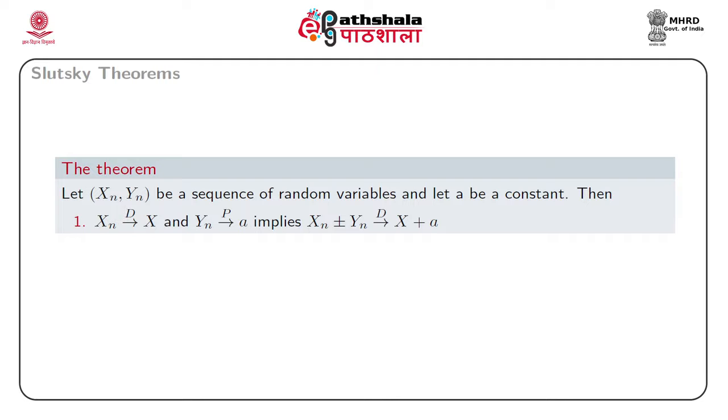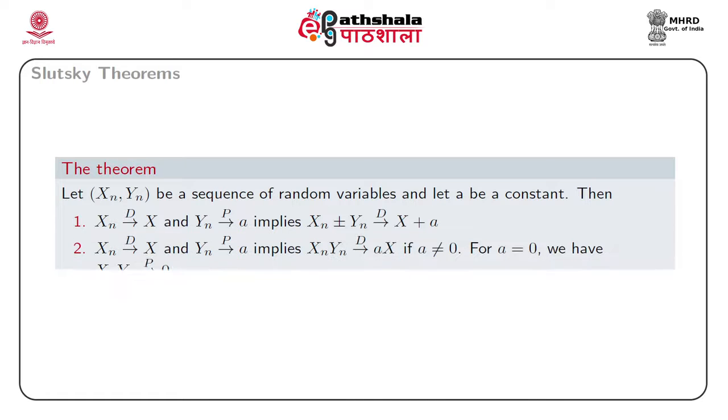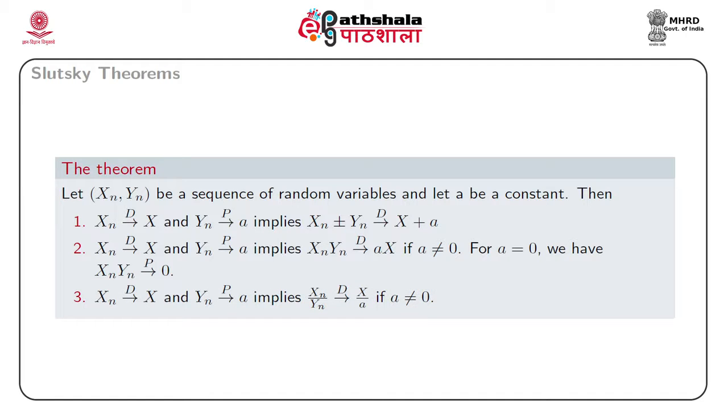The next part relates to the convergence of some product of random variables. Suppose Xn converges in distribution to X and Yn converges in probability to a, then the product XnYn converges in distribution to aX, provided a is non-zero. However, if a equals 0, we have the product XnYn converging to 0, but not in distribution, it is in probability. The last one for the Slutsky theorem gives that if Xn converges in distribution to X and Yn converges in probability to a, then the ratio Xn divided by Yn converges in distribution to X divided by a, provided a is not equal to 0.